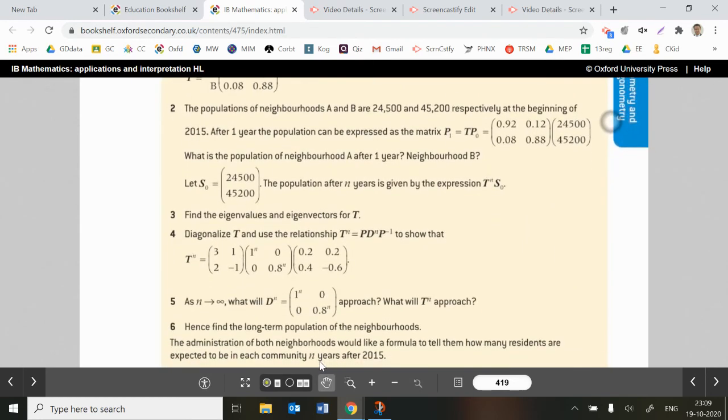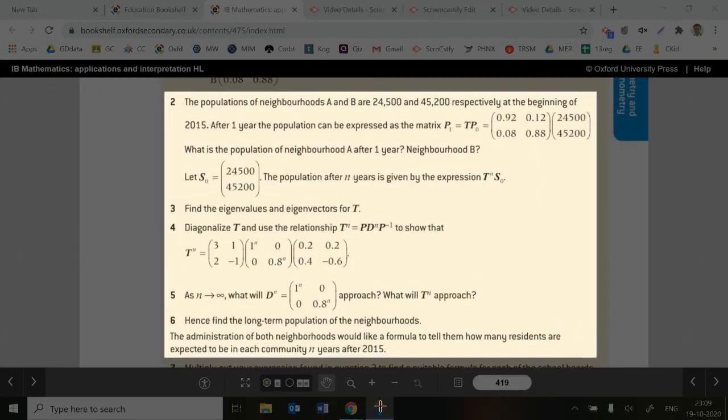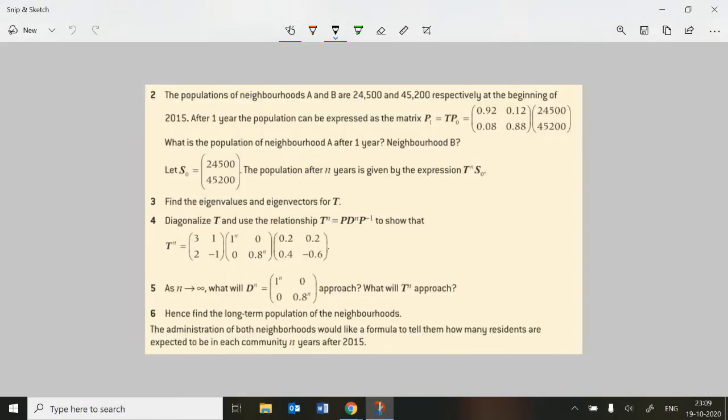Okay, then it shifts on. So let's have a look at 2 to 6 here. For 2 it says the population of the neighborhoods are this and this respectively. So there we go, we've got the information in here for A and for B, and after 1 year the population can be expressed like this. Yeah, we understand that from before. And what is the population after 1 year? So that's essentially just doing this calculation, no problem.